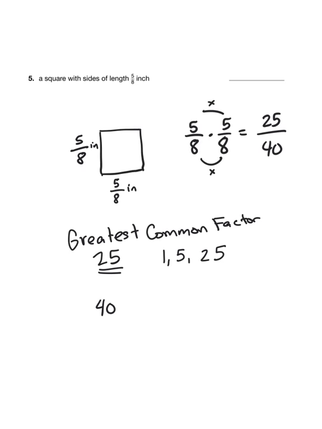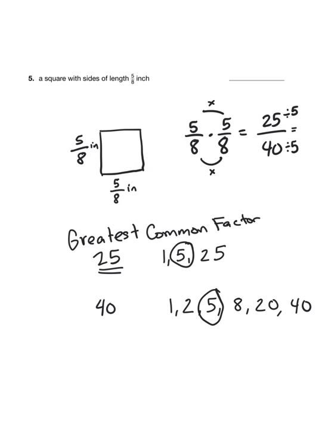And for 40, the factors are a lot more. Let's see, 1, 2, 5, 8, 20, and 40. Okay, so now I can see the biggest number that's on both of these lists is 5. So I'm going to divide my numerator and my denominator by 5. And I'm going to get 5/8. So that one just simplifies to 5/8 of a square inch.